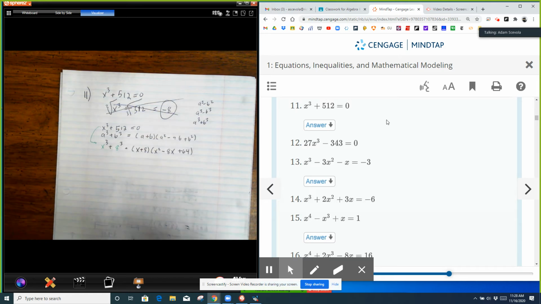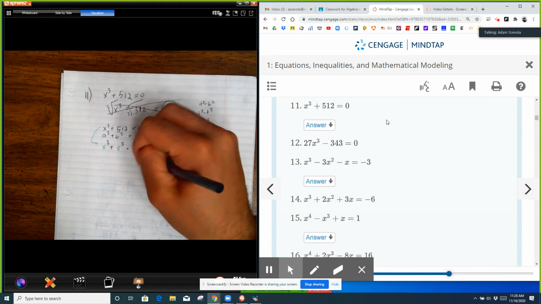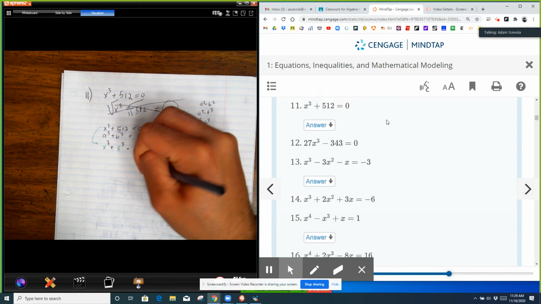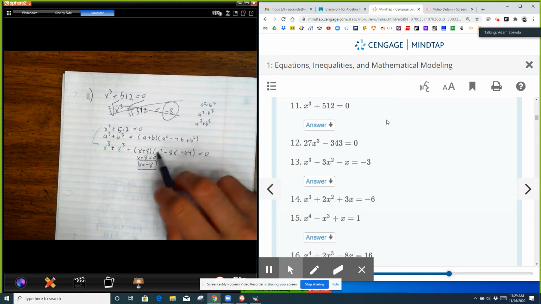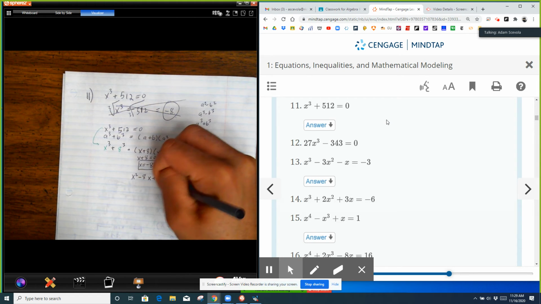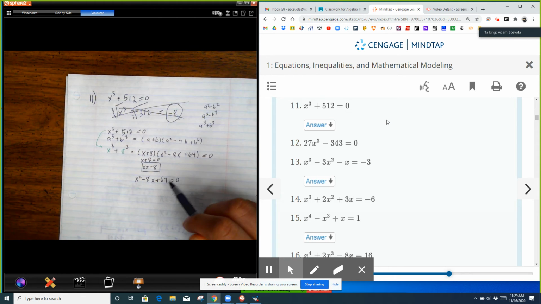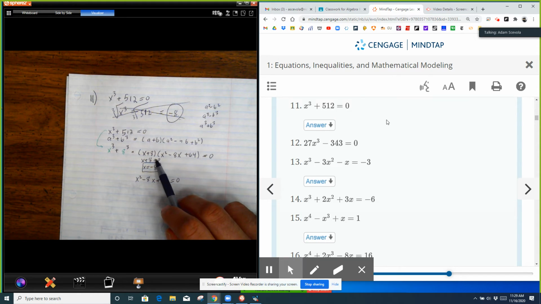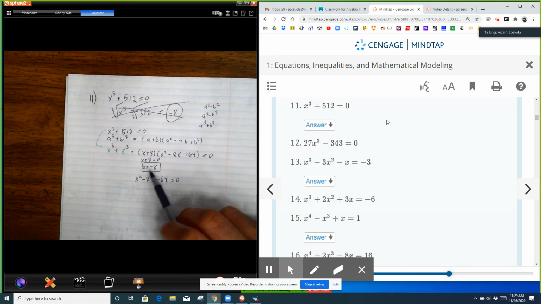Our other two answers are going to come from taking that quadratic factor and setting it equal to 0. Now when you do the sum or difference of a cube, this part shouldn't ever factor. There might be a GCF if you forgot to pull it out earlier, but you're going to have to use the quadratic formula here, and you're going to get complex answers. So we get x is equal to the opposite of -8 plus or minus the square root of -8 squared minus 4ac all over 2a.